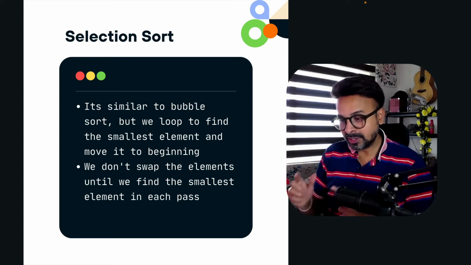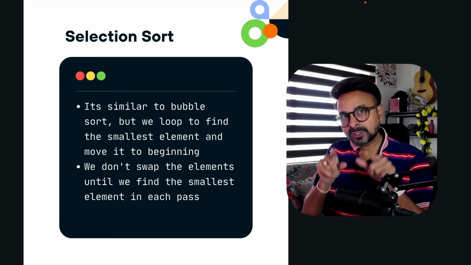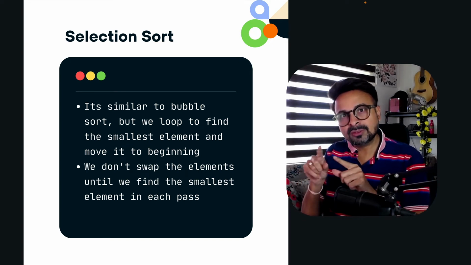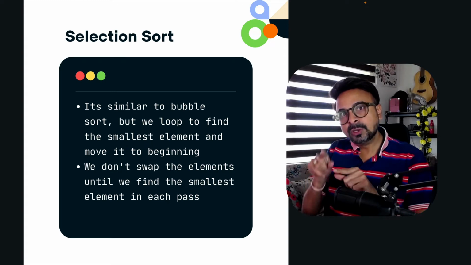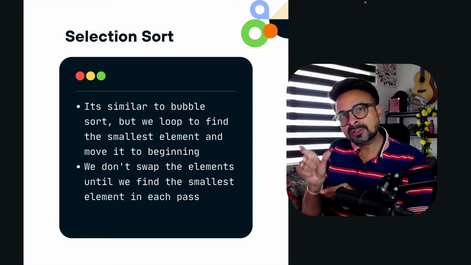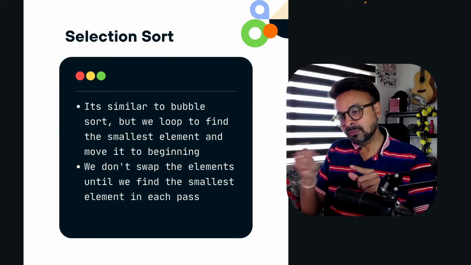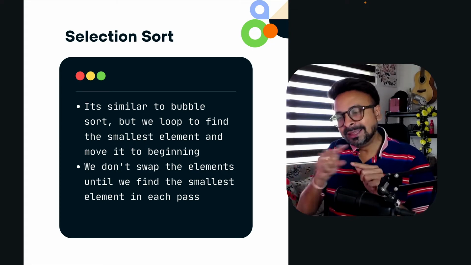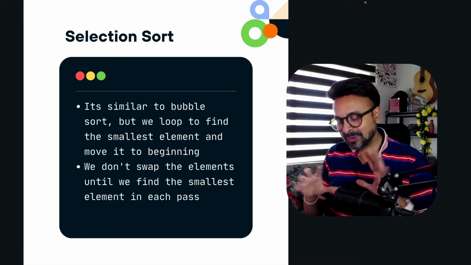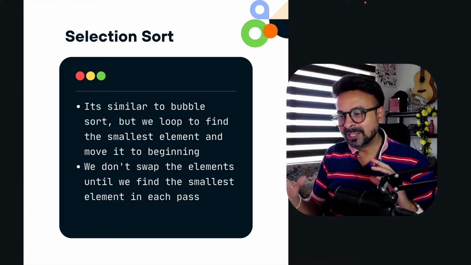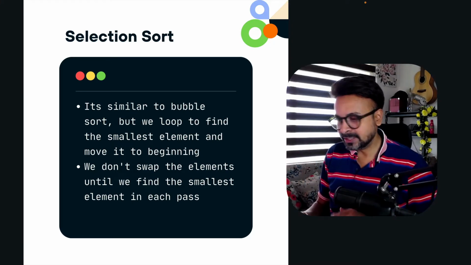Now this is important. In case of bubble sort, we do the comparison, we swap. We do the comparison, we swap. But here we do the comparison to find out the smallest element, but we don't swap until we have compared all the elements in the array. We will write it down, and when I write the code, you're going to understand pretty easily.